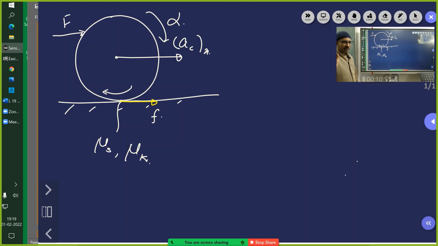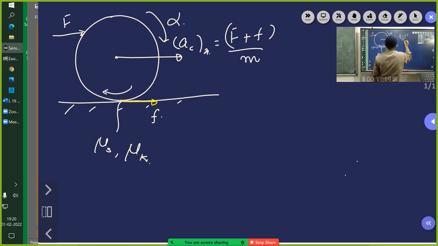We'll start with this equation. With this, we will develop the math model. If you take this into account, then what will a_C of x be equal to? It will be equal to (F plus f) divided by m. This is the first thing, so you can call this the first equation.